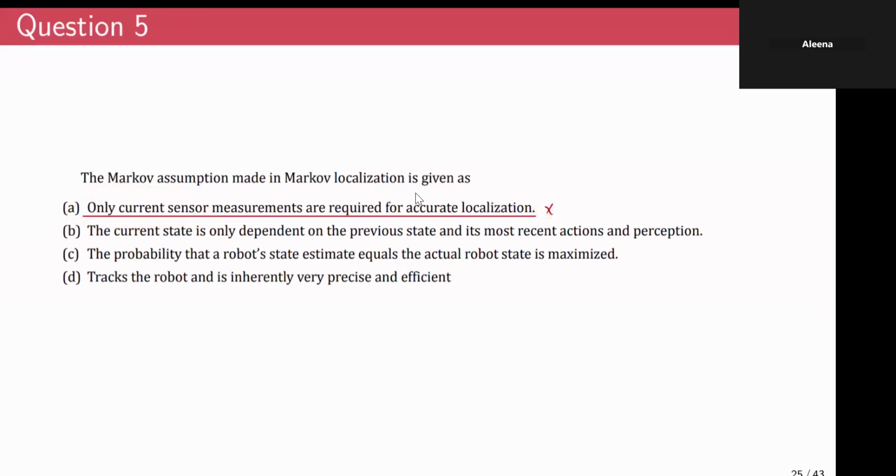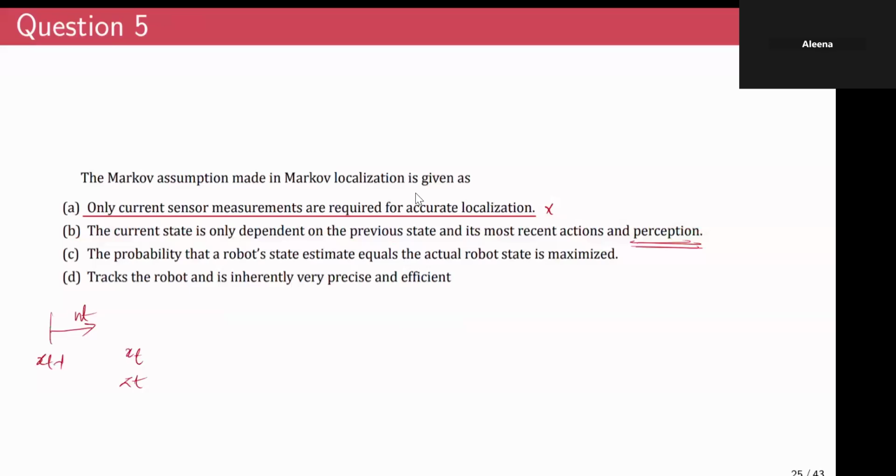What about the second statement? The current state is only dependent on the previous state and its most recent actions and perception. That seems to be true though, right? Current state is dependent on previous state. Xt is dependent on the previous state, xt minus 1, and the input that you are giving plus the most recent sensor measurement or the sensor reading. Or we call that perception.